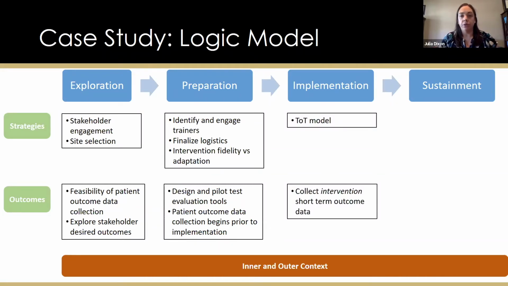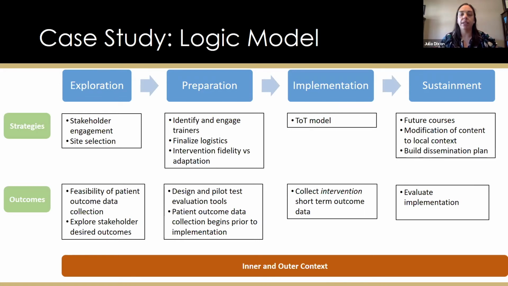For this project, implementation was using a train the trainer model. So local healthcare providers participated in a training course and then co-delivered the content for each of the courses. And then during the implementation phase, we collected our intervention short-term outcome data, so the pre and post test scores. And then sustainment was thinking about future courses as well as modification of any of the content to the local context. I've added modules at the request of local facilities or ministries of health, and then really starting to build your dissemination plan. And then another critical component of sustainment is really evaluating the implementation and determining if anything about your implementation strategy needs to change, and to keep identifying what you need to keep that's making it work.